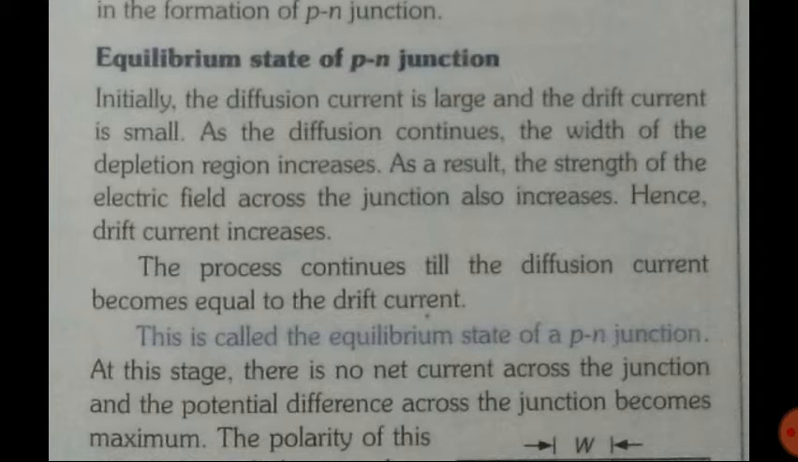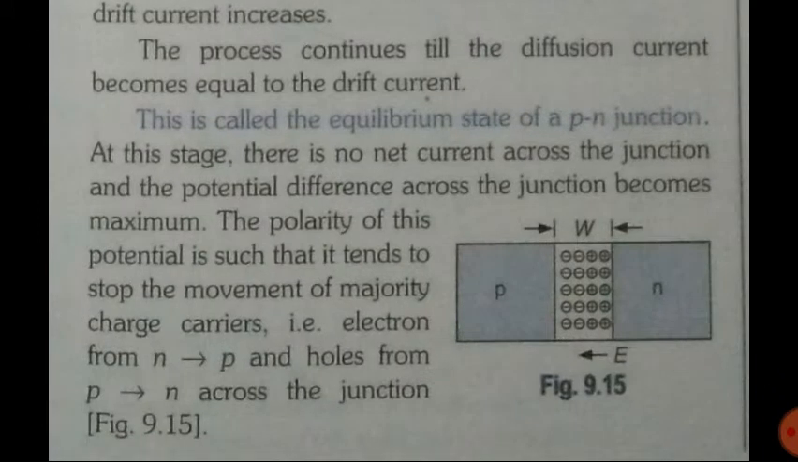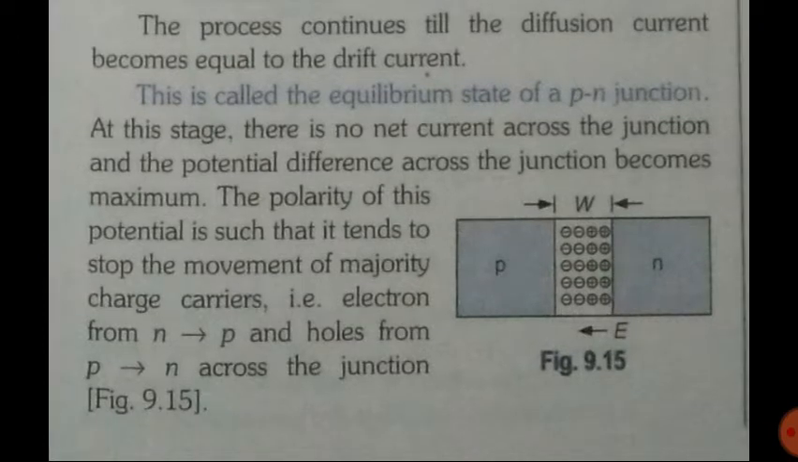Because of diffusion, neutral particles are created there, because of which the depletion region is created. So as the diffusion continues, the width of the depletion region increases. As a result, the strength of the electric field across the junction also increases. Hence, drift current increases. The process continues till the diffusion current becomes equal to the drift current. This is called the equilibrium state of a p-n junction.